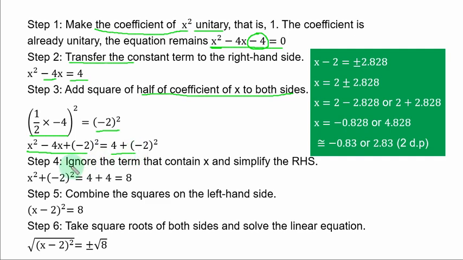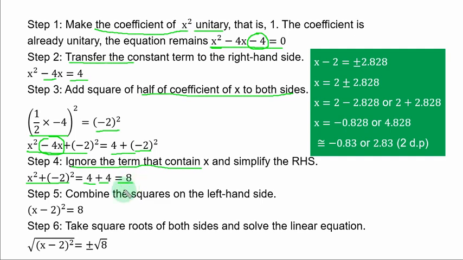Step 4. Ignore the term that contains s and simplify the right hand side. This term that contains s, minus 4s, you ignore it. If you ignore it, you are left with (s + (-4/2)) which is (s - 2), then you square it. As you are doing that, you simplify the right hand side. So you have 4 plus (-2) squared, which is plus 4. When you add, that gives you 8.